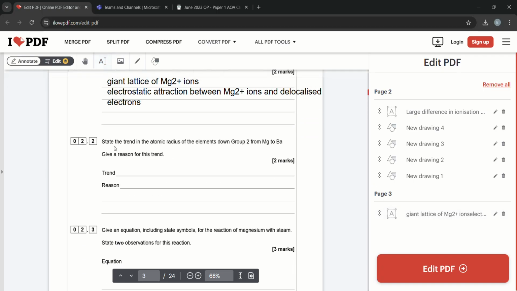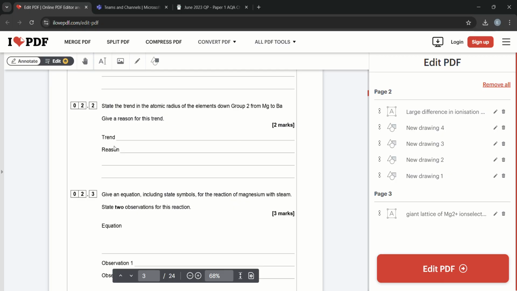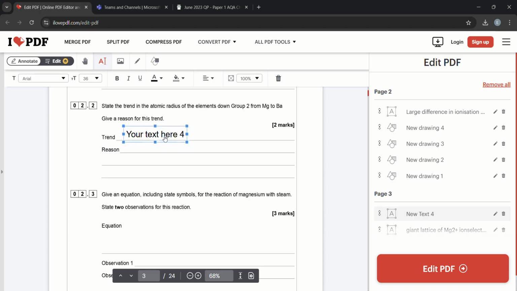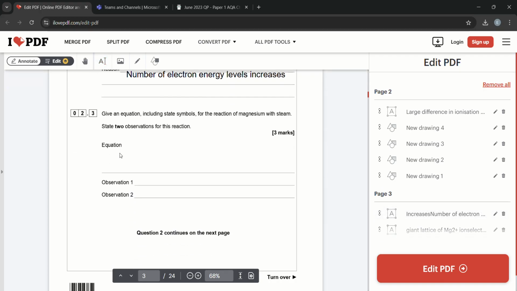State the trend of atomic radius down group 2 from Mg to Ba. Well, it's going to increase as you go down group 2. Increases. The reason being the number of electron energy levels increases. The number of electron energy levels increases.